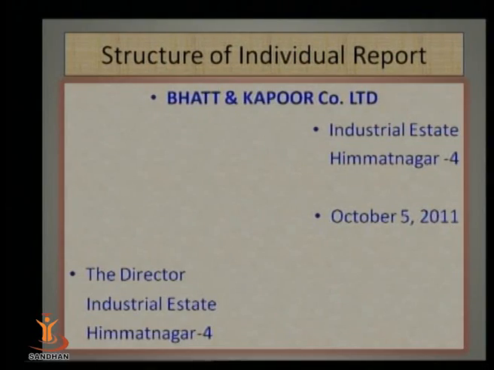Let's see the structure of an individual report. In this structure you can see that there is a heading which comes in the middle or the center of the page at the upper end, and again there is the address of the firm. Here you have Bhatt and Kapoor Company Limited, Industrial Estate, Himmatnagar 4, that is the address. Just below the address you leave one space and then you have the date. Here, for example, you have the date October 5th, 2011.